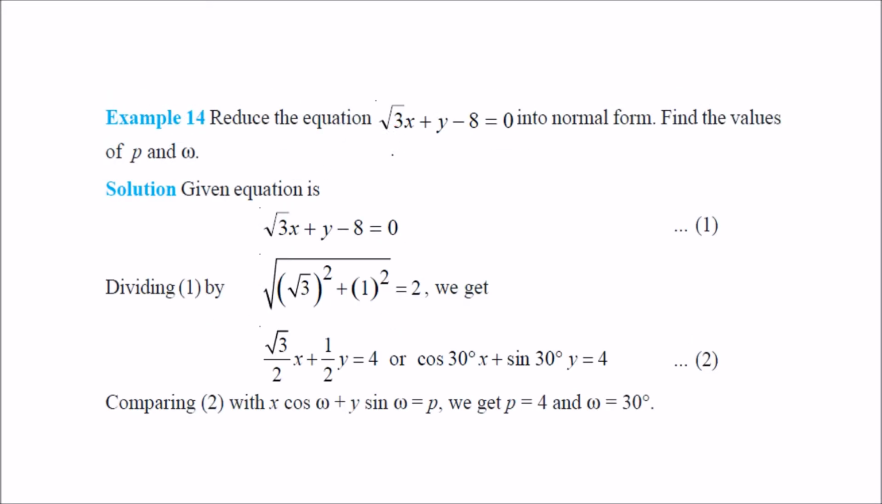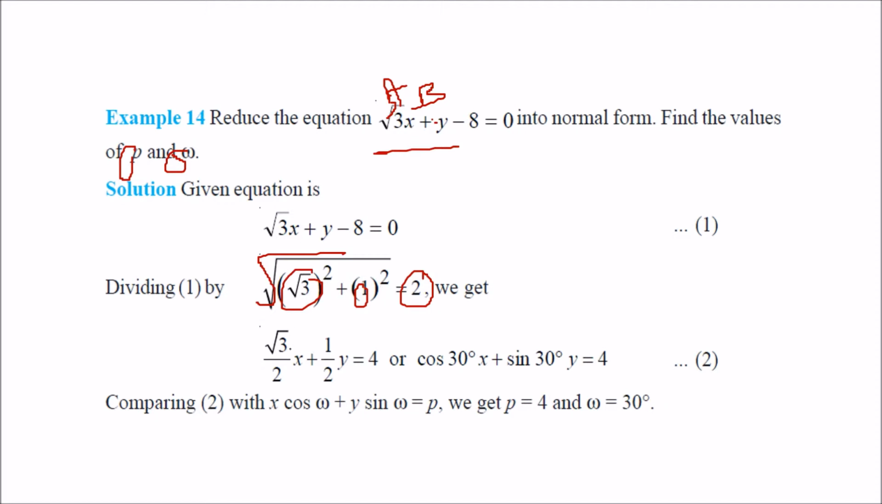Now we have to reduce this equation into normal form, and we also have to find out the values of P and omega. So what do we do? We take this as our A, this as our B. Just square these two and add: root 3 square plus 1 square, add, and then take the square root. So that will be 2.